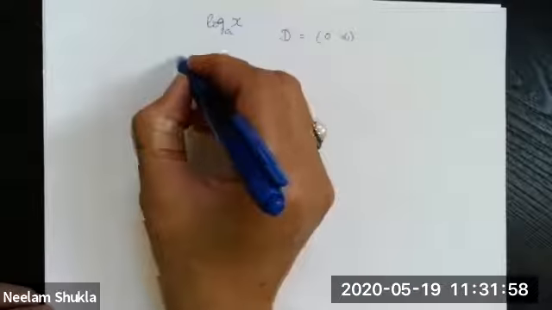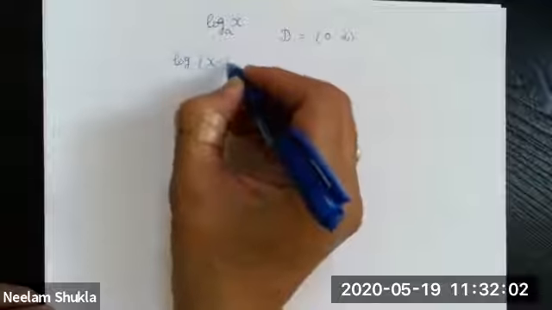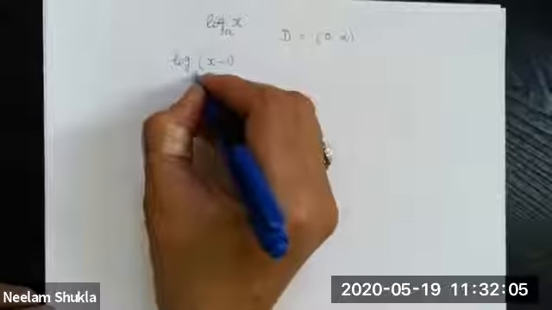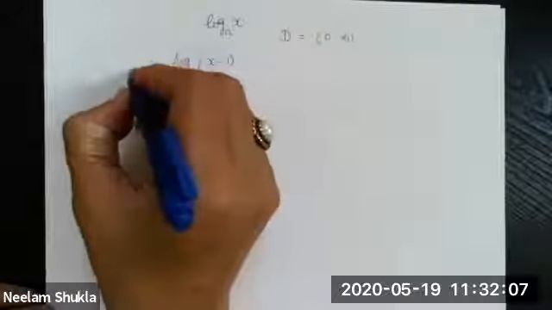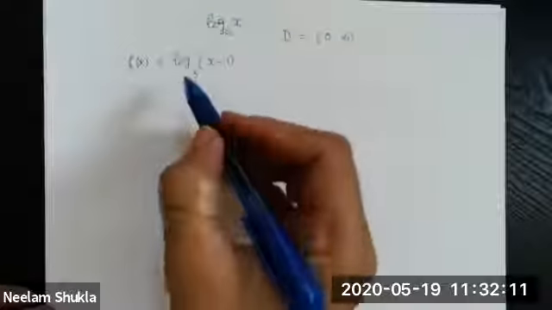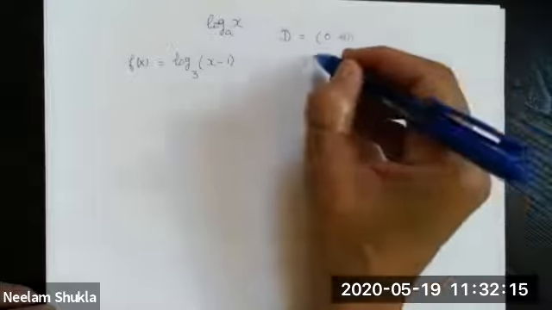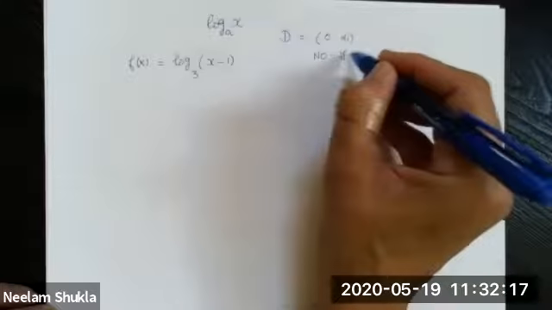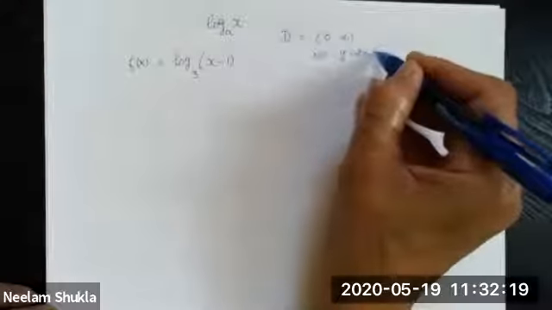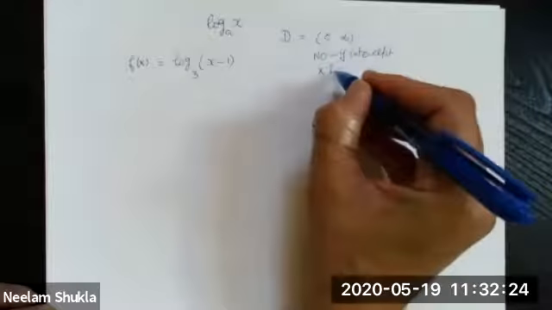Let's talk about some other functions. For example, if you have log of x minus 1 with the base 3, so if you have to find out the intercept, we know that no y-intercept exists for the log function, but there is an x-intercept.